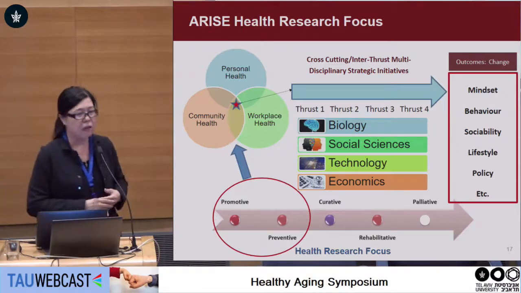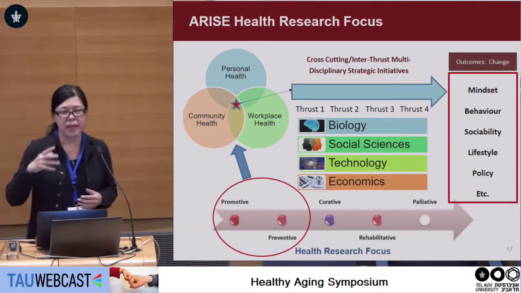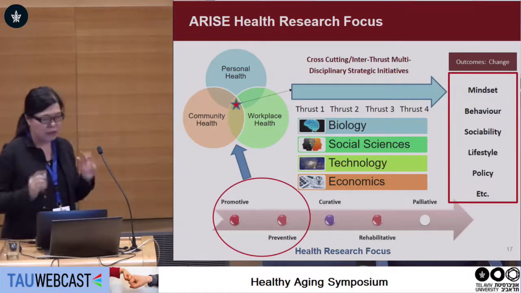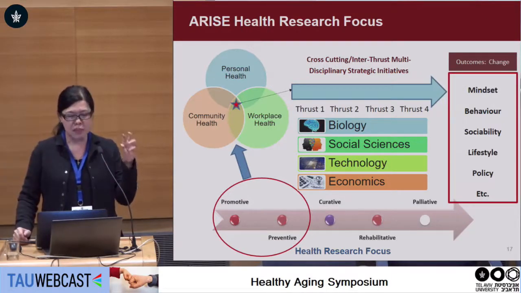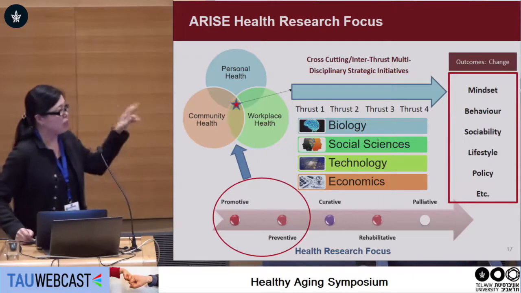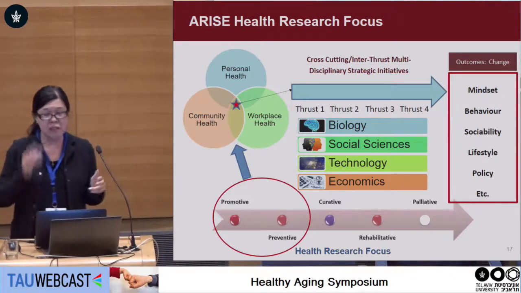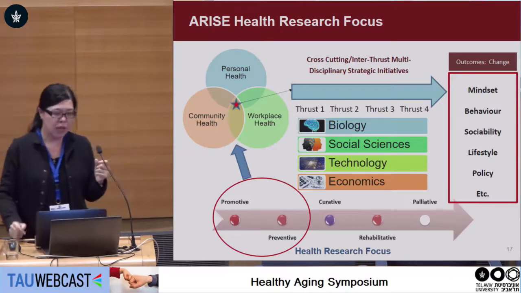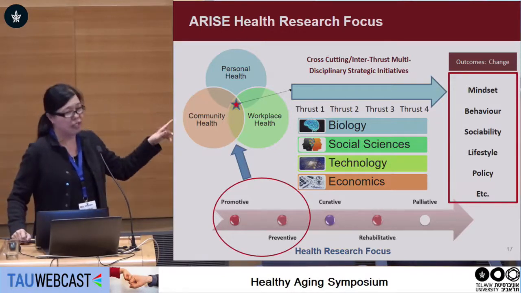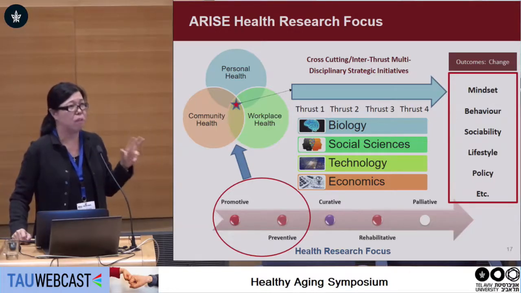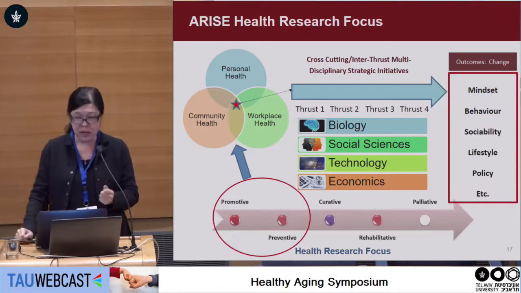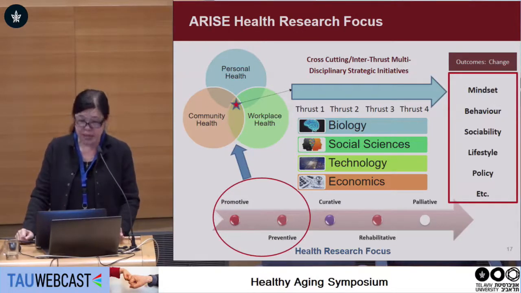So in ARISE, we actually look at it from an ecosystem perspective. There are a few areas of focus. One is on personal health, community health, and workplace health. And when we look at health research focus, there are so many different ways in which we can address an issue. So we look at promotive, preventative, because that's where 80% of the population will be, and this is where we want to put the resources. We have curative, rehabilitative, and palliative.